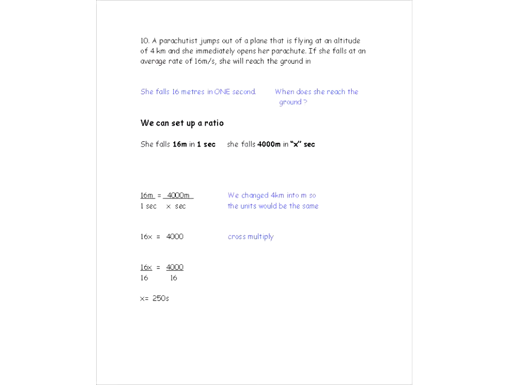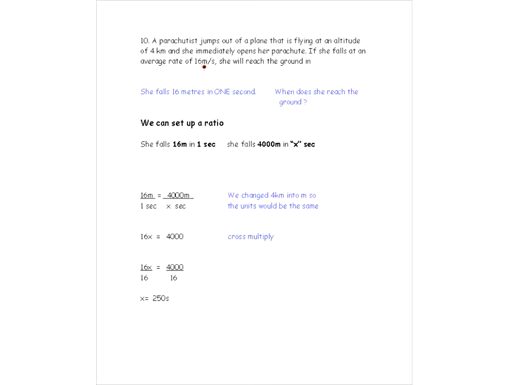All right, so next question says, a parachutist jumps out of a plane that is flying at an altitude of 4 kilometers, and then she immediately opens her parachute. If she falls at an average rate of 16 meters per second, she will reach the ground in. Okay, so we notice here we have some different amounts. We have kilometers and we have meters, right? So we know somewhere we're going to have to convert from one to the other. And whenever you have something like distance, and then you also have a speed, you figure you're probably going to have to set up a ratio somewhere along the line.